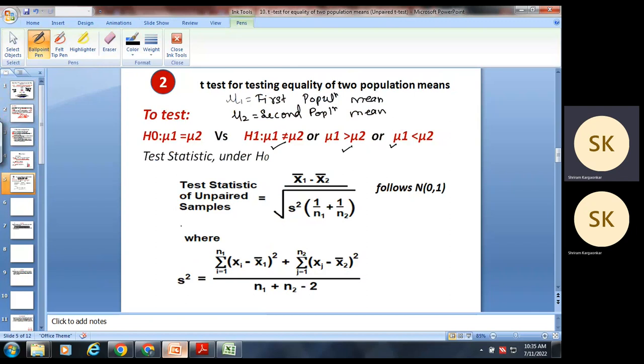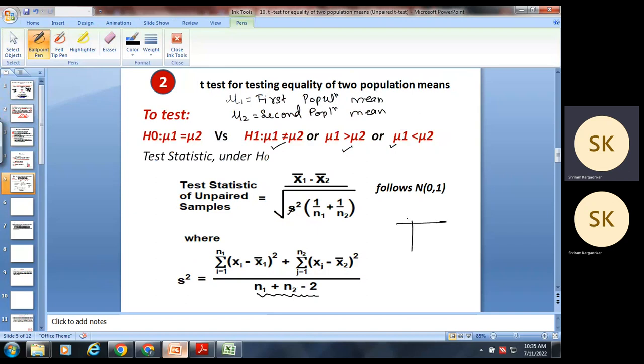And what is the formula for the test statistic? It is x1 bar minus x2 bar upon the square root of the pooled sample mean square, S squared, into 1 upon n1 plus 1 upon n2. This follows the t distribution with n1 plus n2 minus 2 degrees of freedom. And what is this sample mean square, and how do we get n1 plus n2 minus 2?